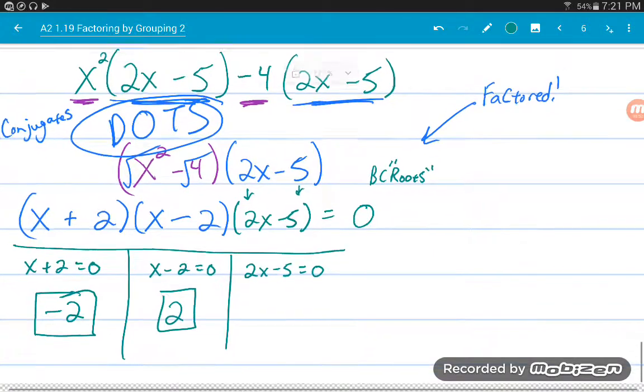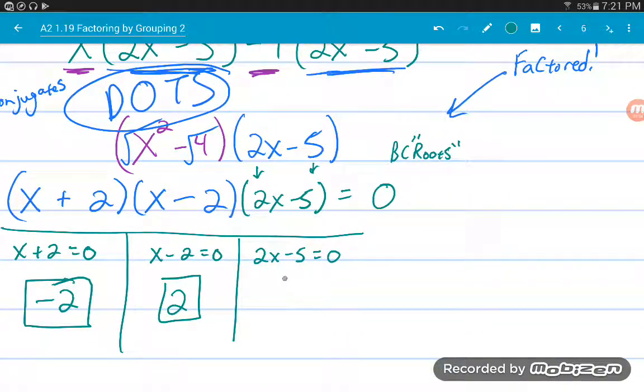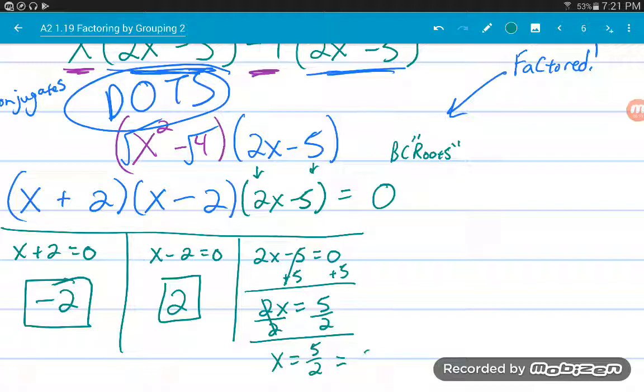On the right, I'm actually going to want to solve for x. So I'm going to want to plus 5 on both sides. I get 2x is equal to 5. Divide off the 2. And I get x is equal to 5 halves, which is equal to 2.5. So those are the roots of that equation.